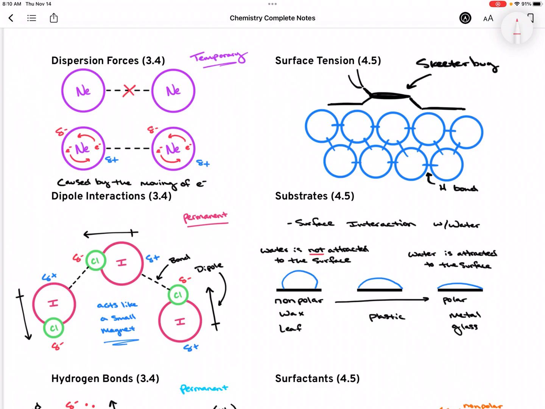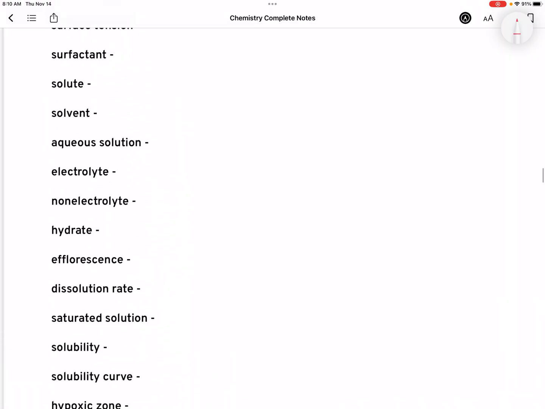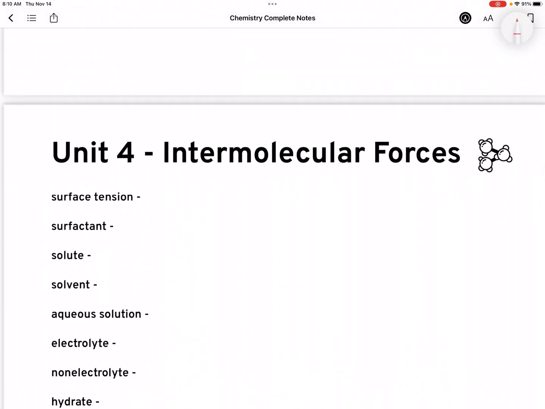I'm your teacher Mr. Flynn, and today we're going to be talking about intermolecular forces. Alright, now what does intermolecular mean? Well, I'll just go with the title here. So inter means between molecules.